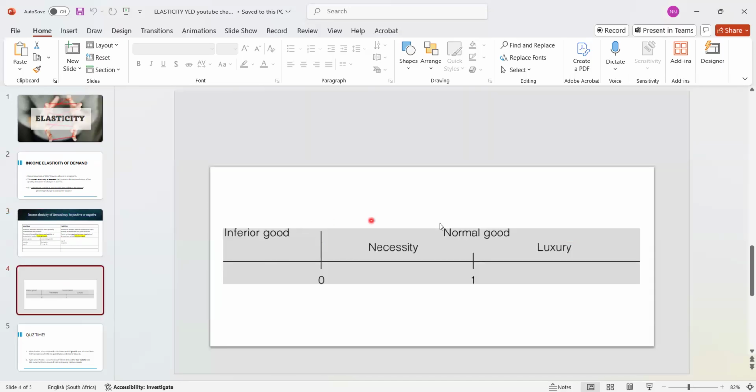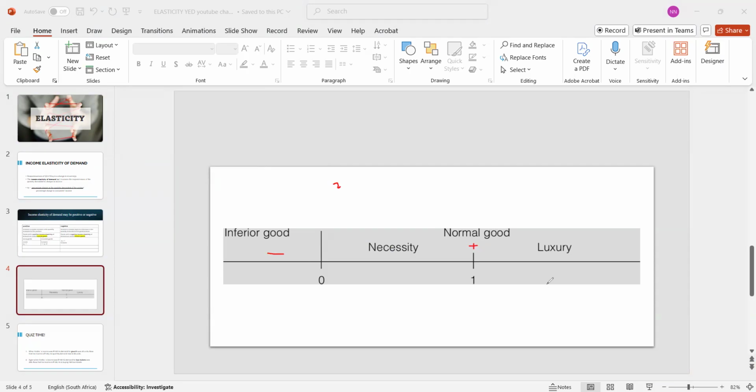So you come here. Here they're just showing you. You can use this table. I want to add something here. Here you have a negative and here a positive. So you get your answer. Firstly, I use an example of two. So you get two. You come here, two is positive, so it's a normal good. And then what type of normal good?